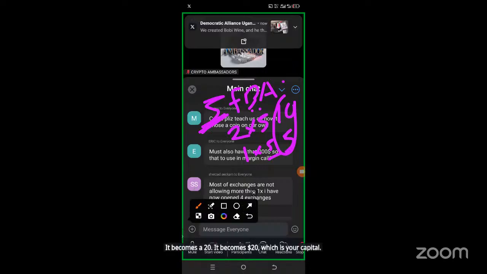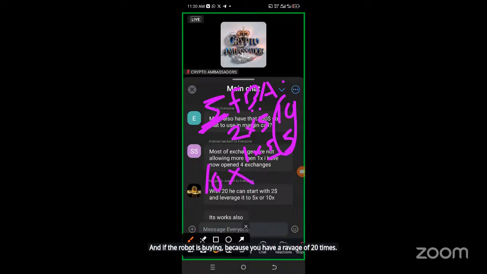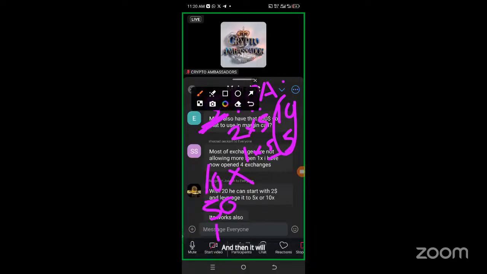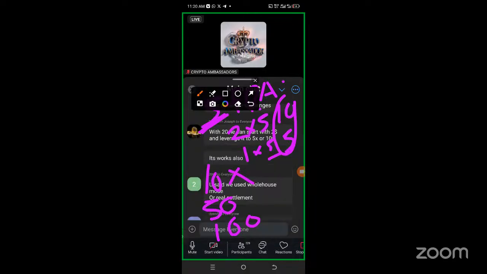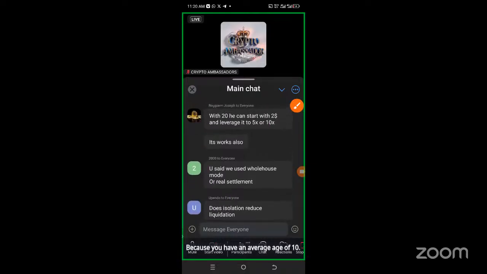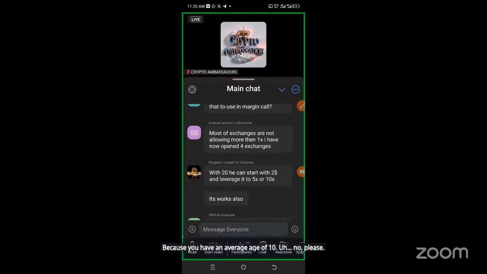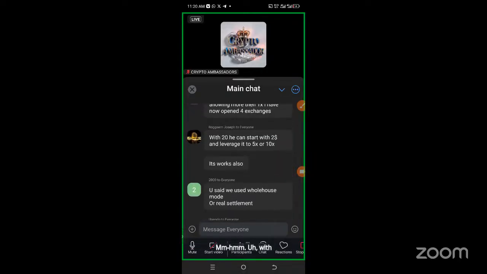And if the robot is buying, because you have an average of 10 times, it is going to put in $50 at first, and then it will put in $100 second, because you have an average of 10. With $20, he can use 2 and average of 5 or 10.